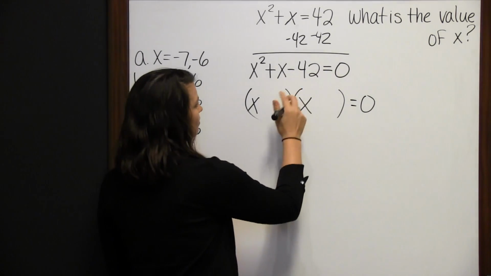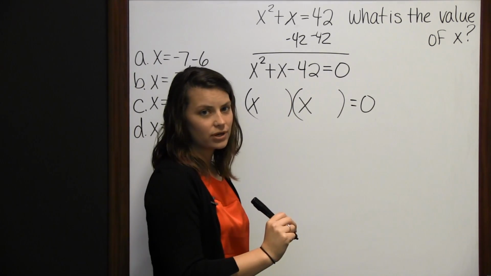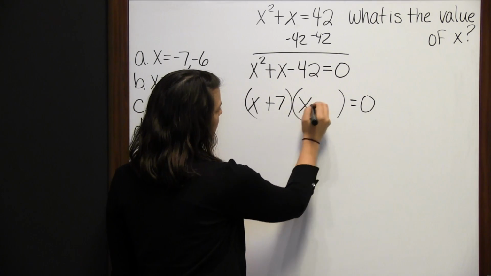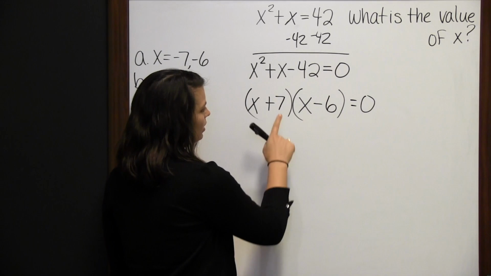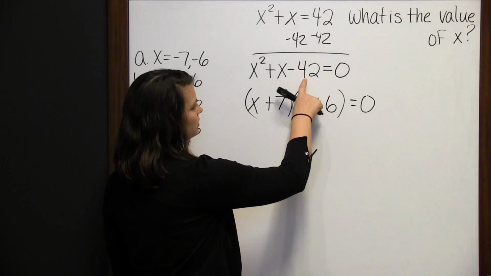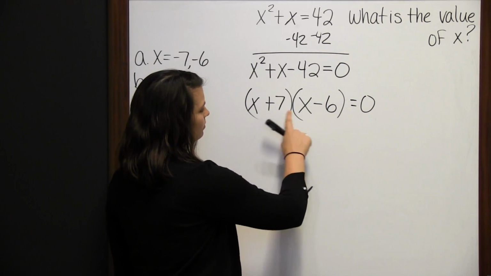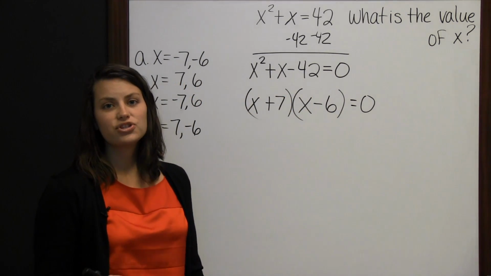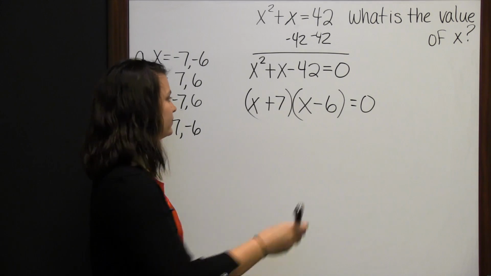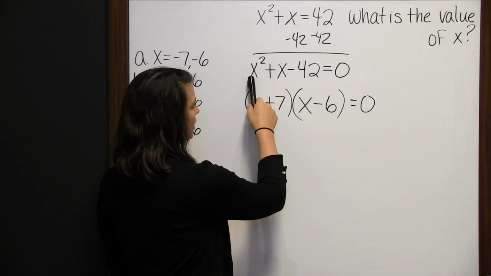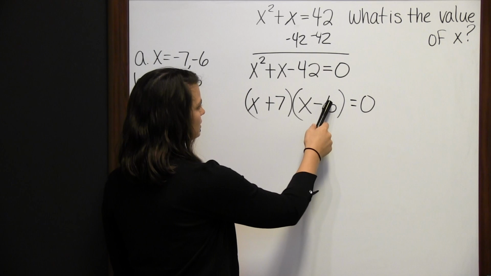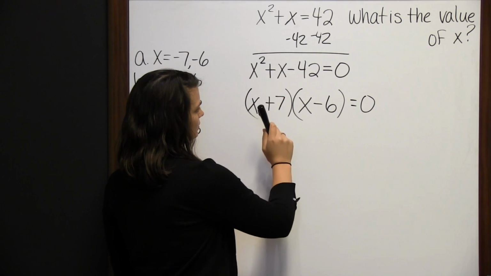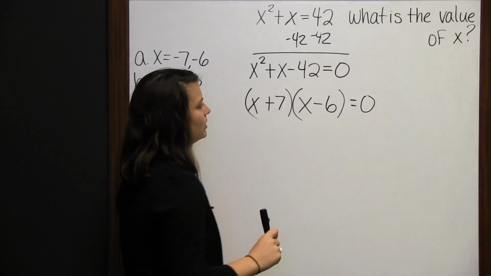And the two numbers that would multiply to give me a negative 42 and add to give me a positive 1 are 7 and negative 6. 7 times negative 6 is negative 42, and 7 plus negative 6 is a positive 1. You can always check your factoring by foiling. X times x is x squared, x times negative 6 is negative 6x, plus 7x is x, and 7 times negative 6 is negative 42.